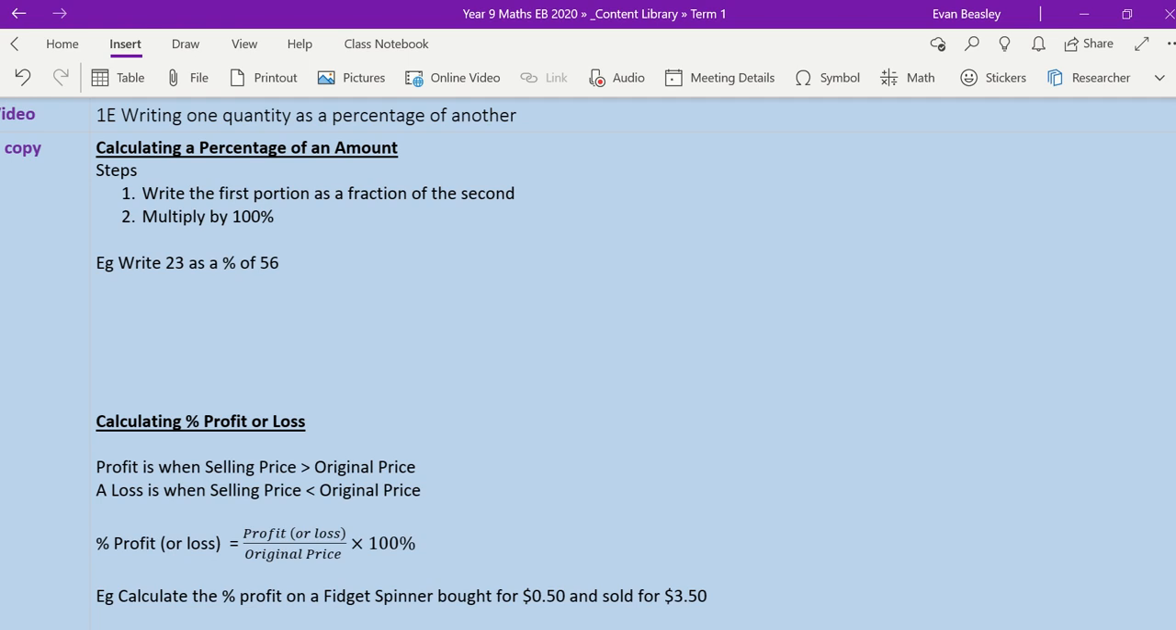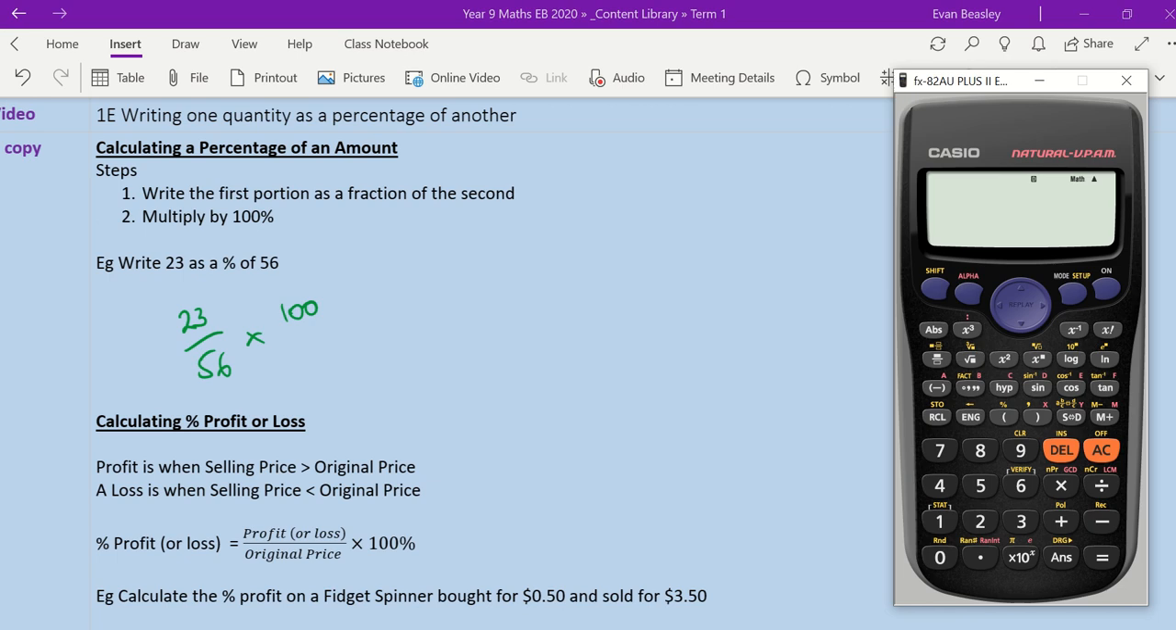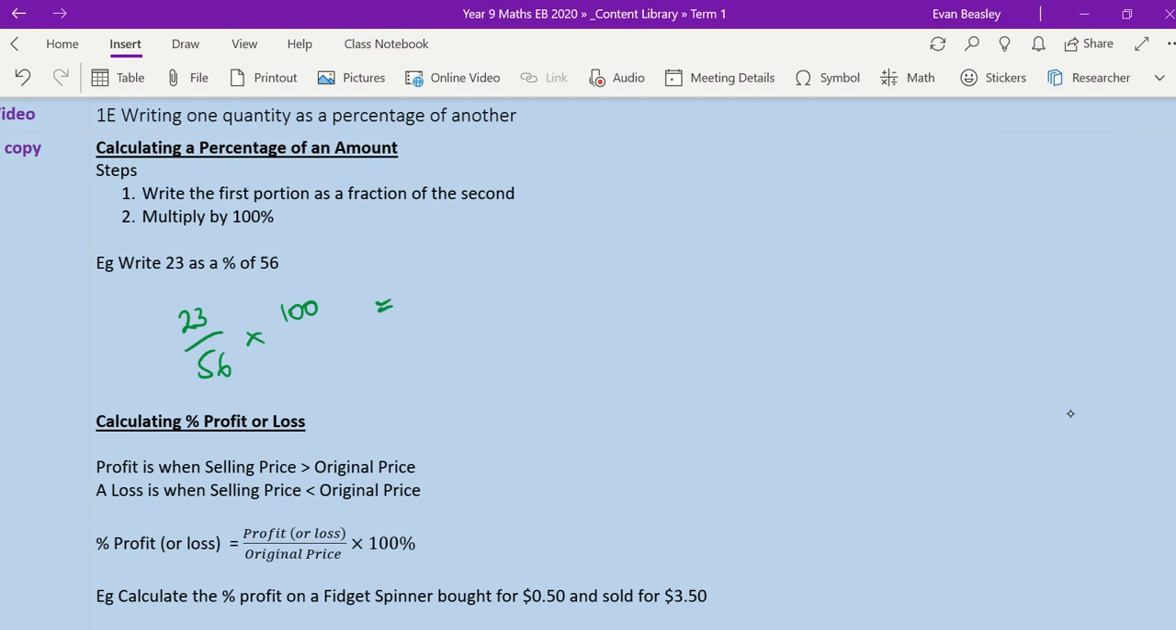So if we're converting 23 as a percentage of 56, what are we doing? We're just saying the first portion as a part of the second multiplied by 100. Now, as I told you, we can just go 23 over 56 times 100 and convert that to, well, that looks like 41.07, so we'll just round it off to 41%.